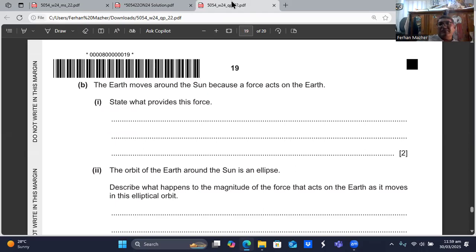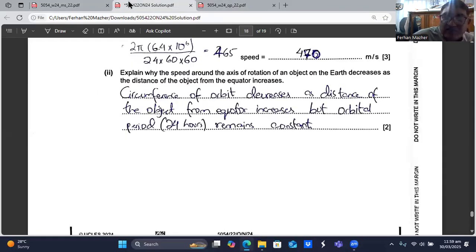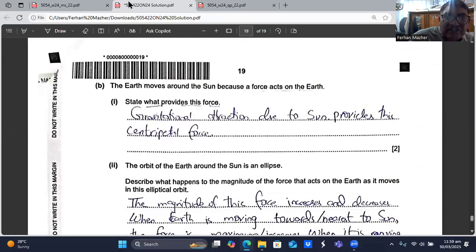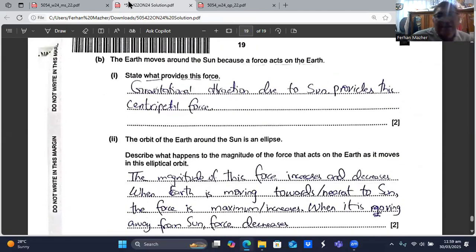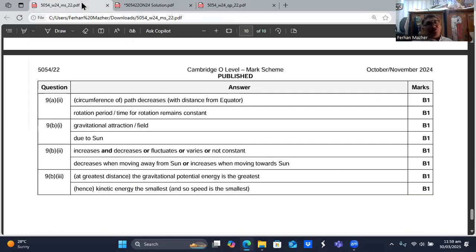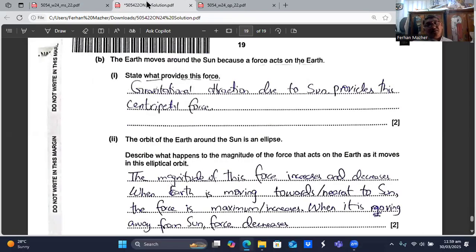You know, the sun is very massive. The Earth also has mass. So they both have gravitational attraction, the gravitational attraction of the sun and the Earth with each other. So the gravitational attraction due to the sun provides this centripetal force. So, gravitational attraction field due to the sun.